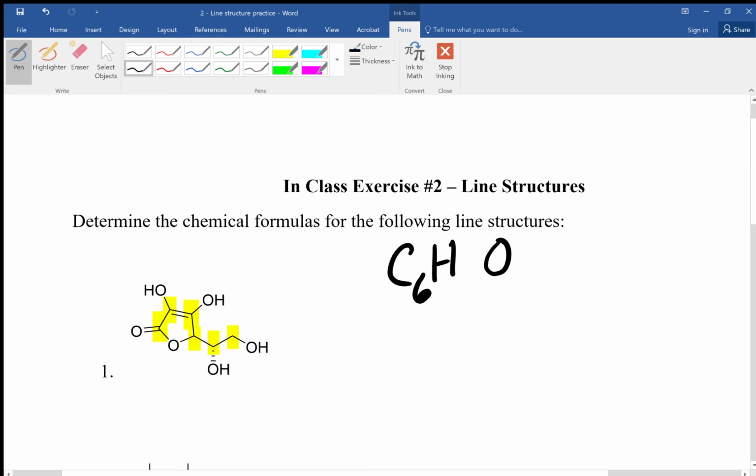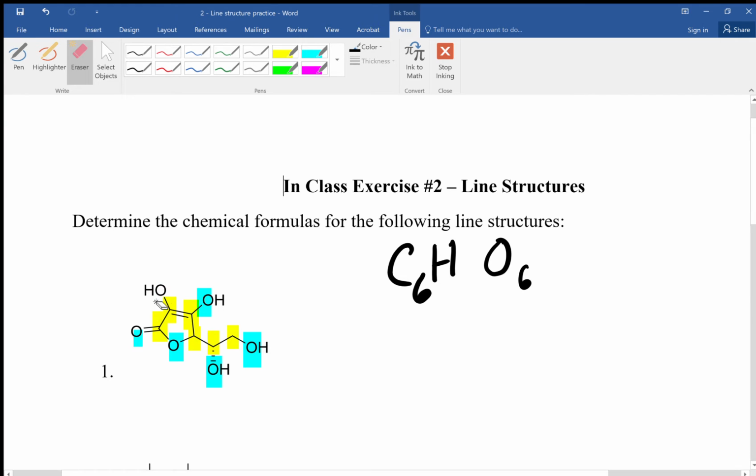Is there a correct order to put the elements in a chemical formula? The answer is yes. It's always carbons first, then hydrogens, and then the remaining elements go in alphabetical order. The oxygens should also be straightforward to count up because we can just see each of them on here. And we can see that we have 6 of them.